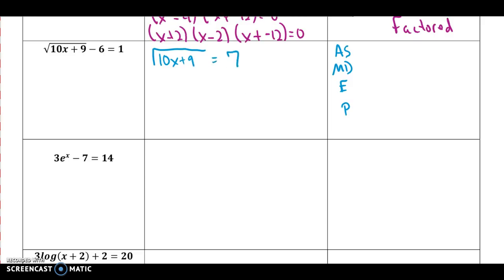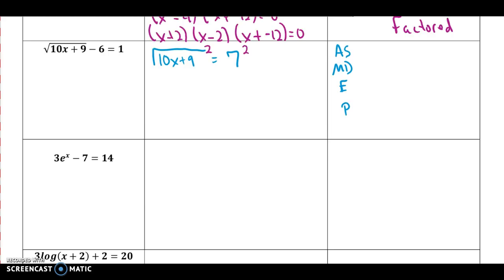And on the right side, I now have 7. And now I can't get into that square root until the square root's gone. So to undo a square root, what I shall be doing is squaring both sides. So I'm going to square the left side and the right side.